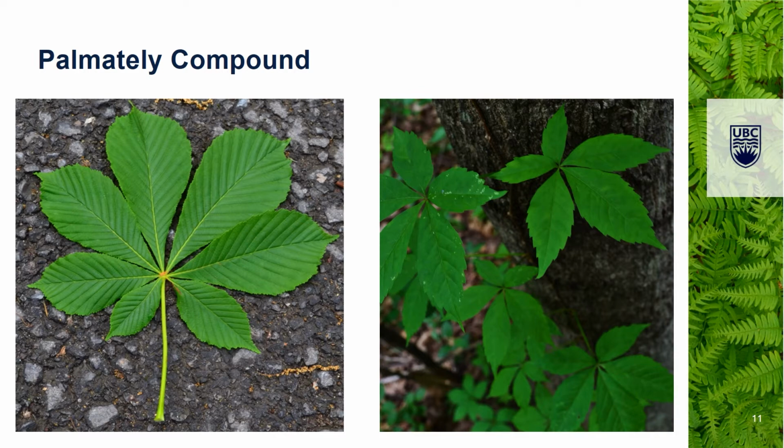The final leaf formation we'll talk about today are palmately compound leaves. In this case, each leaflet is connected at a central point that ends up resembling a hand or a palm. In the Aesculus leaf on the far left, you can see the distinct flare at the base of the petiole where the leaf attaches to the twig.